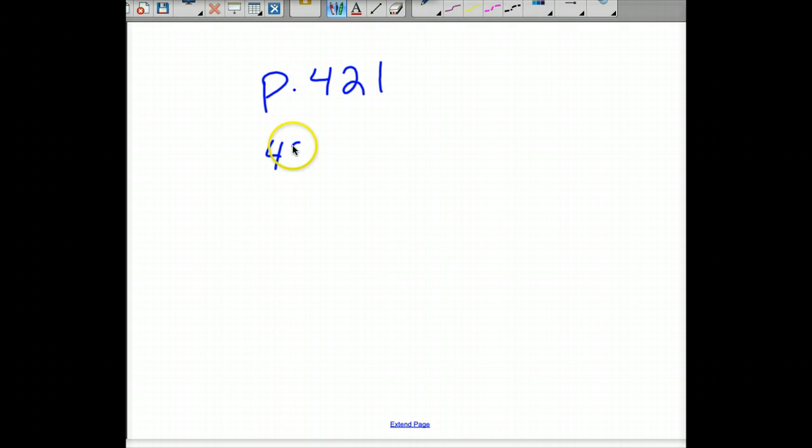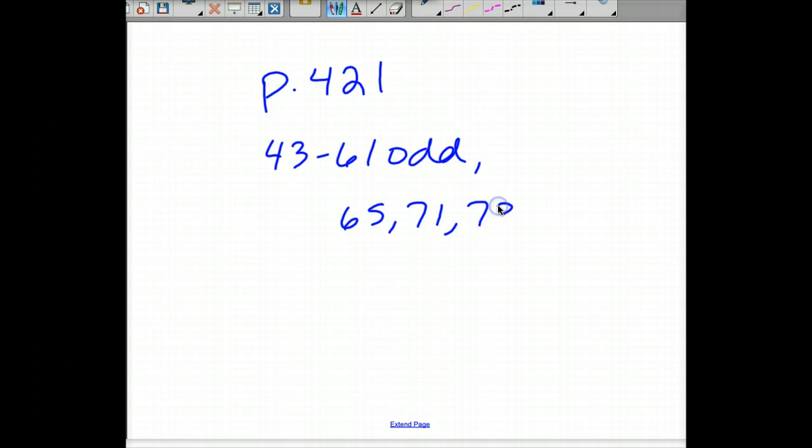The homework is page 421, 43 to 61 up, 65, 71, and 73.